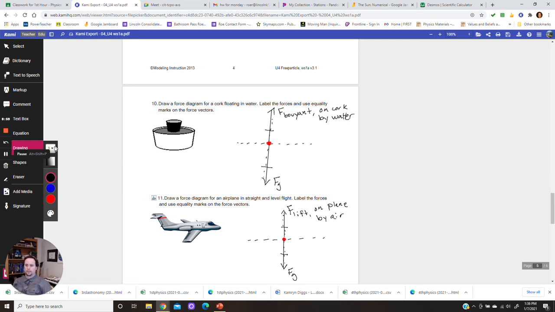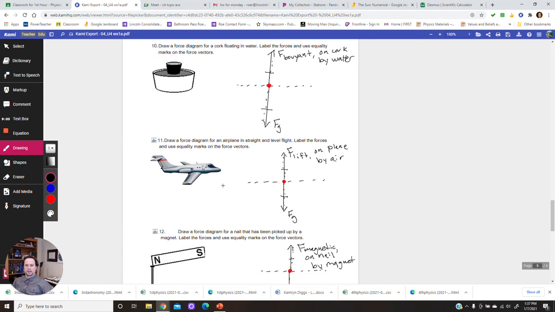All right, the airplane is a similar idea. We've got the fact that we know gravity's pulling it down, so something's got to push it up. It's unlike water. It's in the air. In air, we have to have something called lift. Lift is the force that is provided by a pressure differential between the top of a wing and the bottom of the wing of a plane.